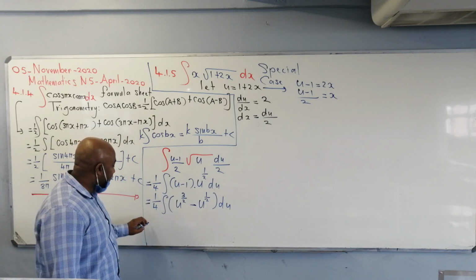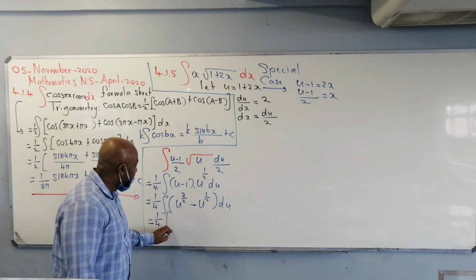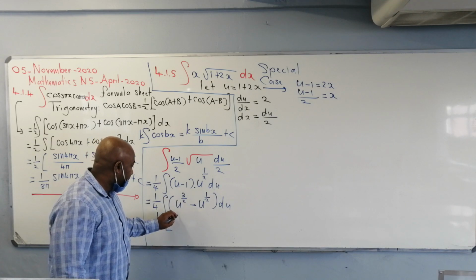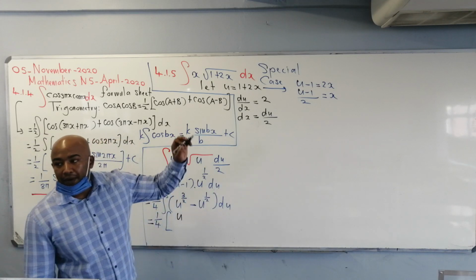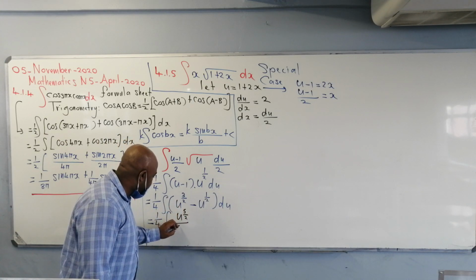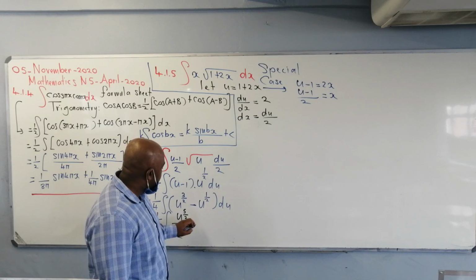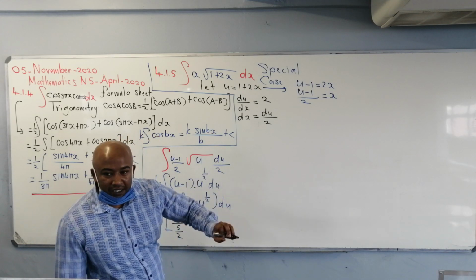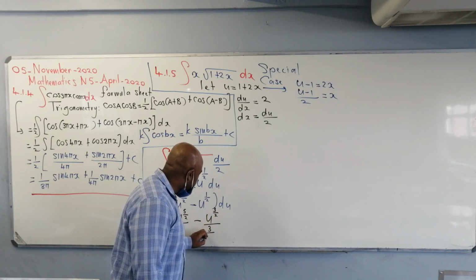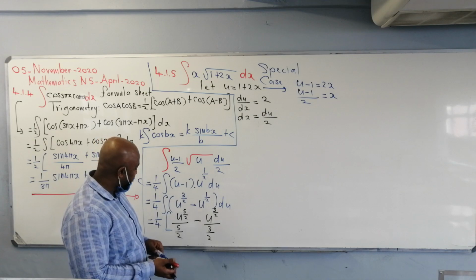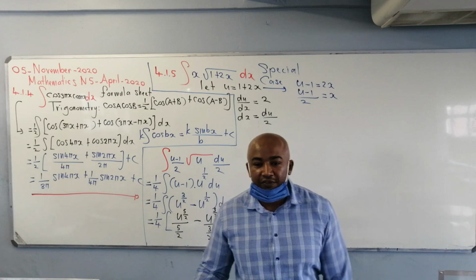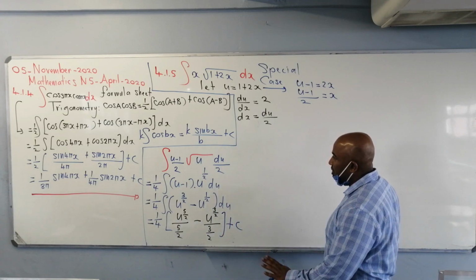And now we integrate with respect to u. So that will be u to the power 3 over 2 plus 1. So 3 over 2 plus 2 over 2 is 5 over 2, divided by 5 over 2, minus u to the power half plus 1. 1 over 2 plus 2 over 2 is 3 over 2, divided by 3 over 2. Plus C. You're done now. All you have to do is substitute back. The main job is done.